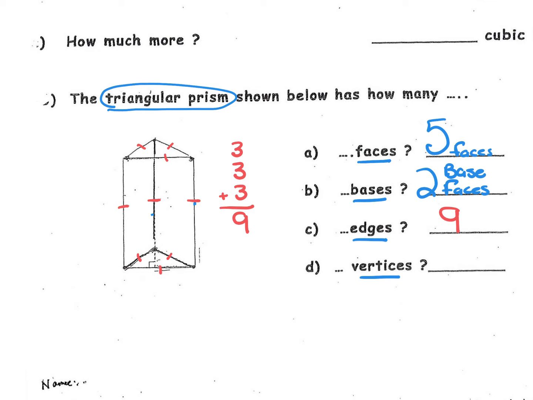Now for vertices, we're going to use a dot. There are 3 vertices on top and 3 vertices on the bottom. 3 plus 3 means there are 6 total. Turn the page when you're ready, and let's complete the rest of the packet.